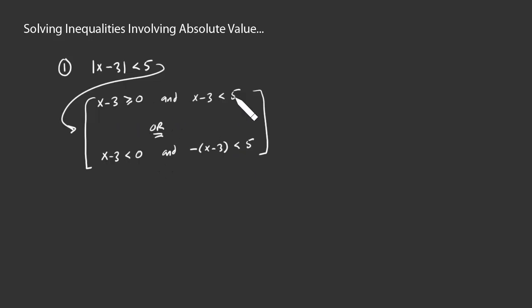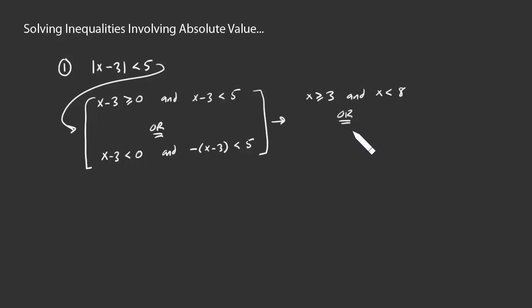If the top one is the case that we're in, well, let's write it more simply. X minus 3 is greater than or equal to 0. That's the same thing as x is greater than or equal to 3, right? Just adding 3 to both sides. And over here as well, we can write things more simply. Add 3 to both sides here. This would give us x is strictly less than 8.